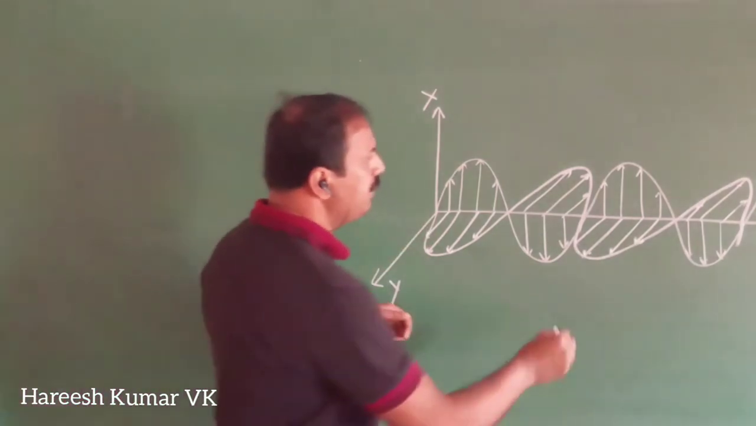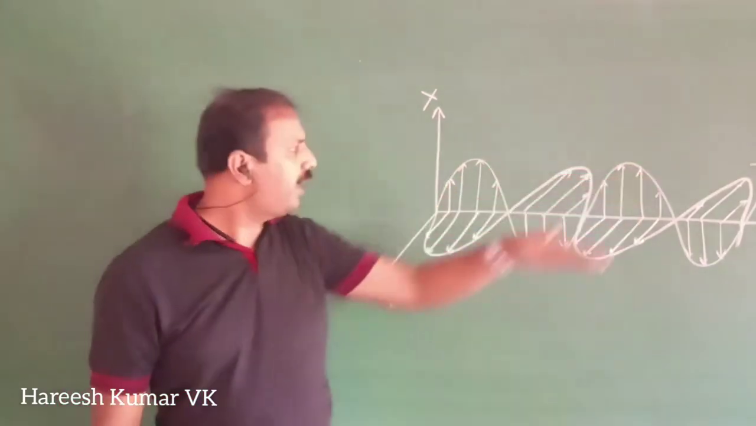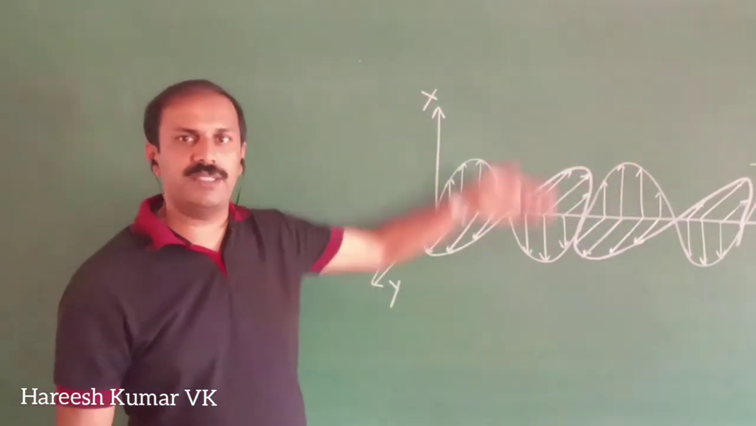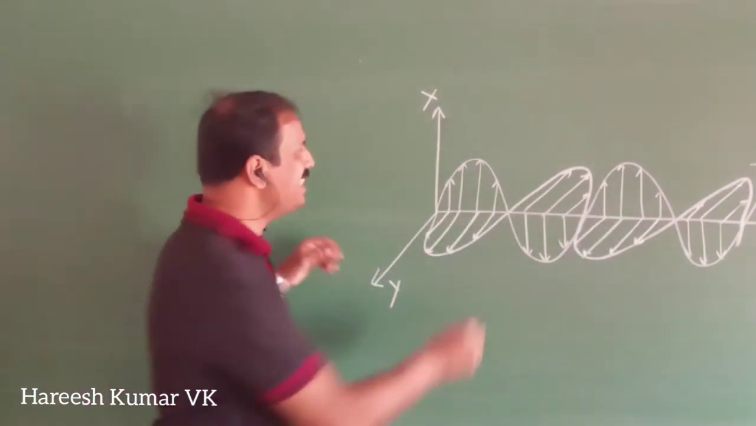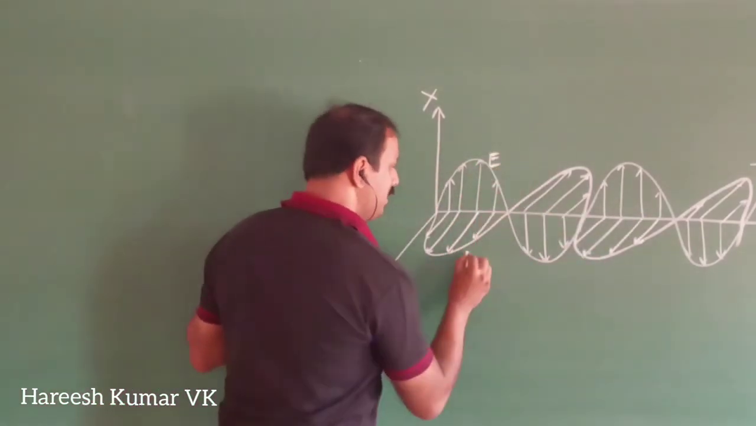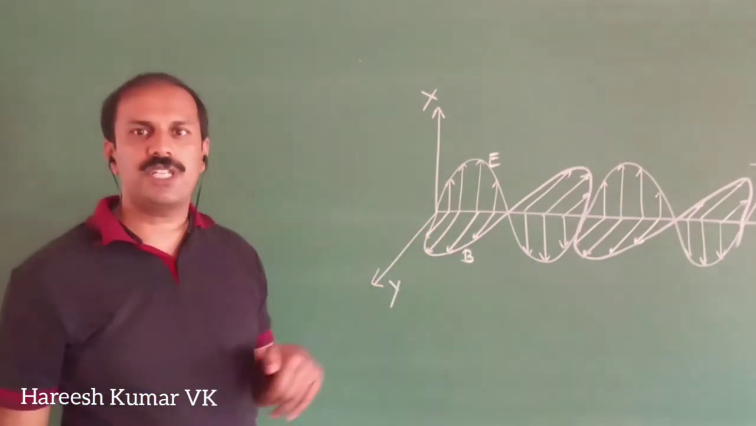The wave is moving in this direction, that is clear. Our electric field is oscillating like this, and the magnetic field is oscillating like this. This is E, the electric field, and this is B, the magnetic field. I think this picture is clear.